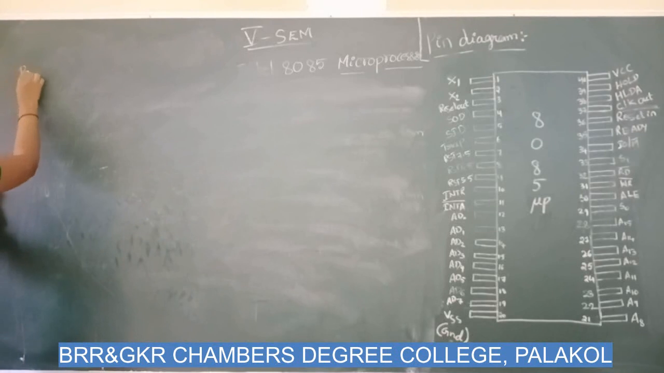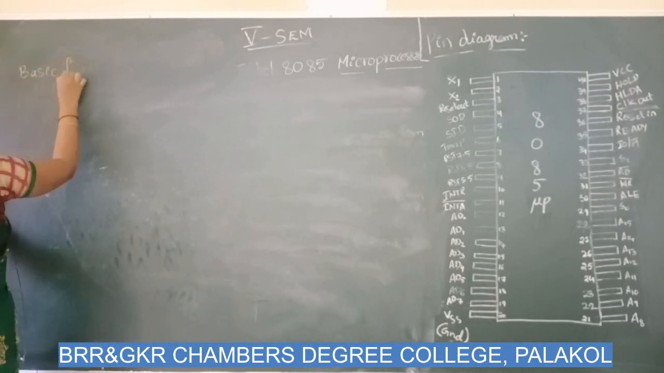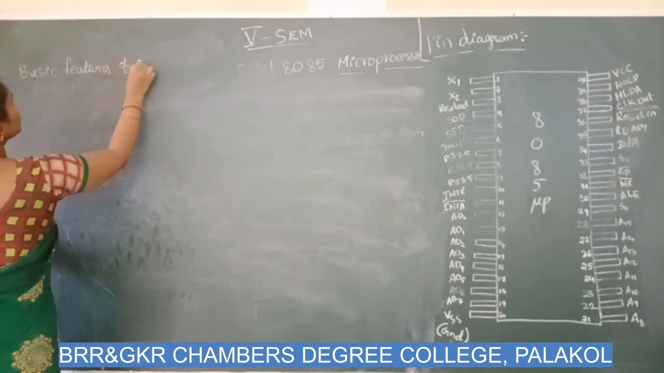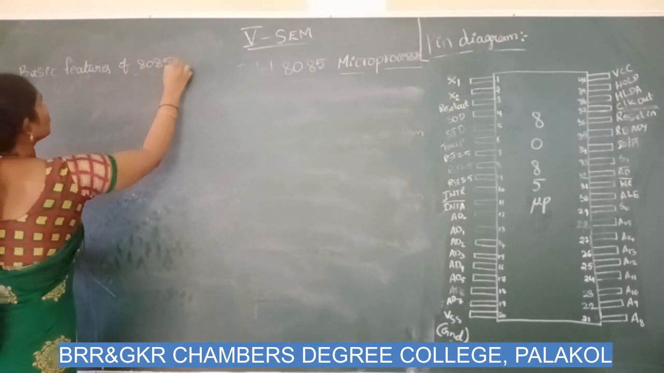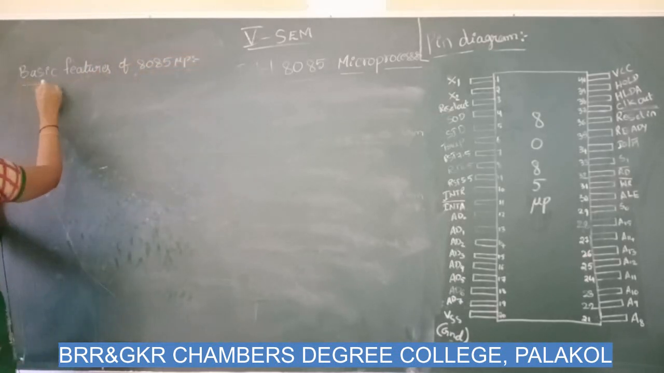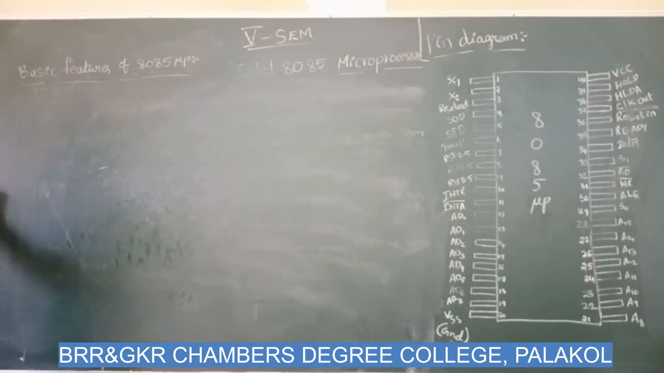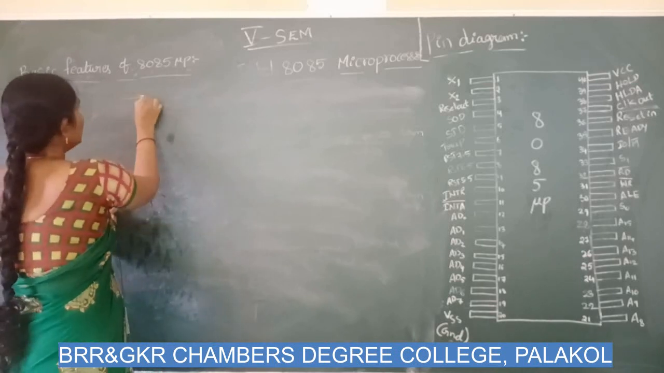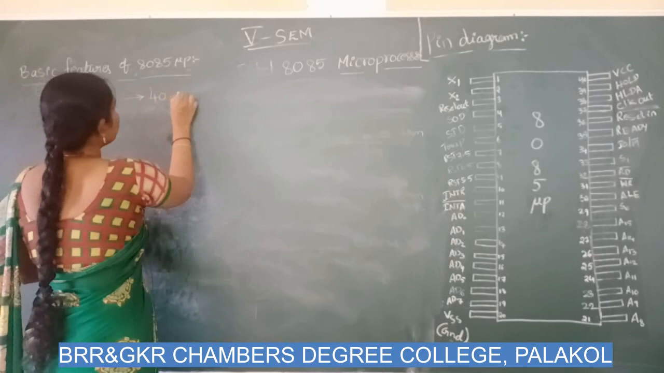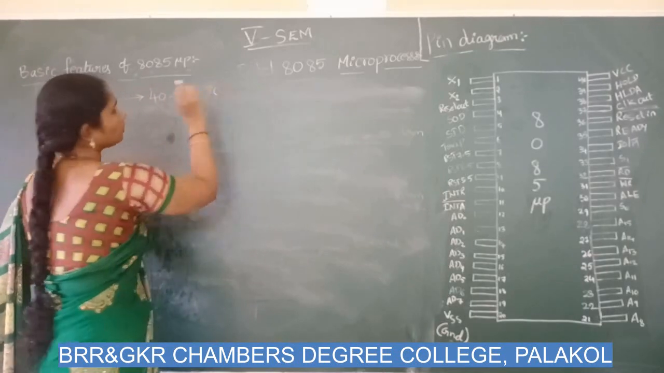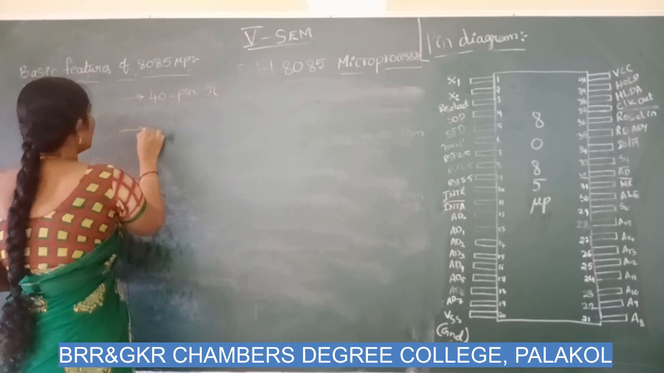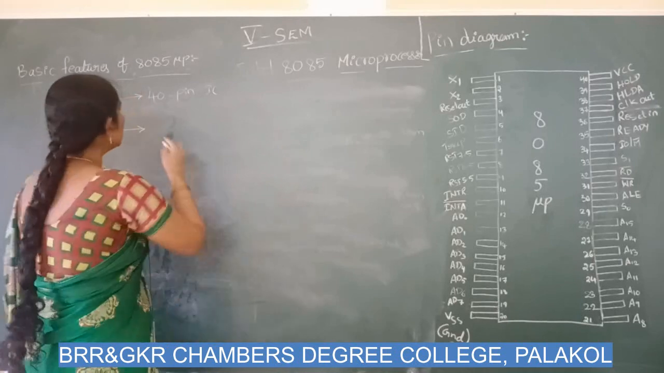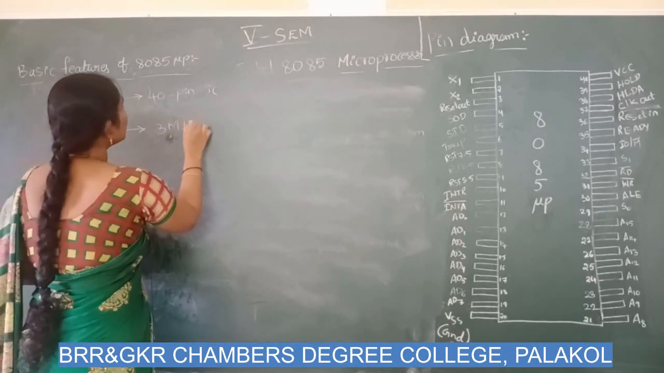Basic features of the 8085 microprocessor. As I already told, a microprocessor is a 40-pin IC. Next, the frequency: the microprocessor can operate at 3 megahertz of clock frequency.